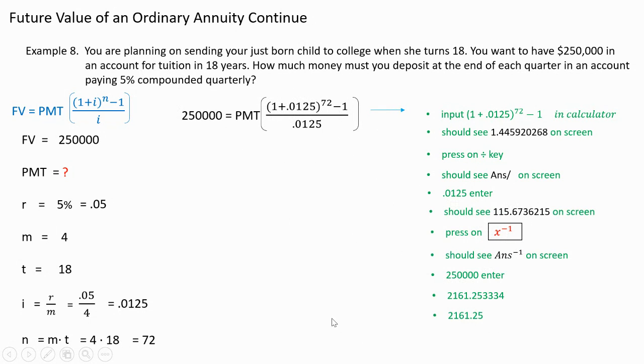It gives me $2,161.25. So the payments will be $2,161.25 every month. Okay, no, this will be every quarter. My bad, every quarter because this is quarterly.